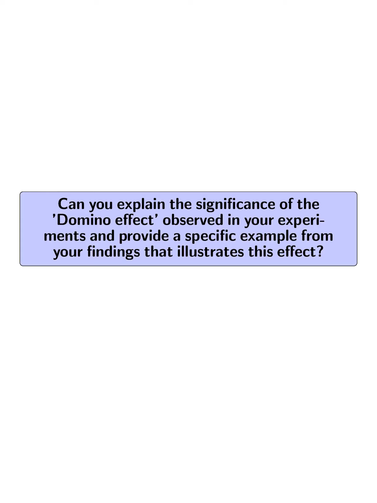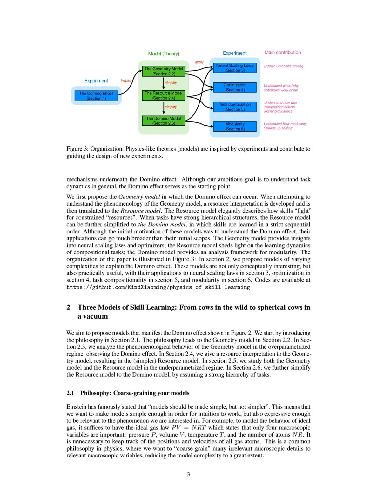Can you explain the significance of the domino effect observed in your experiments and provide a specific example from your findings that illustrates this effect? The domino effect observed in our experiments signifies a sequential learning phenomenon where the progress of one skill is contingent upon the completion of another.